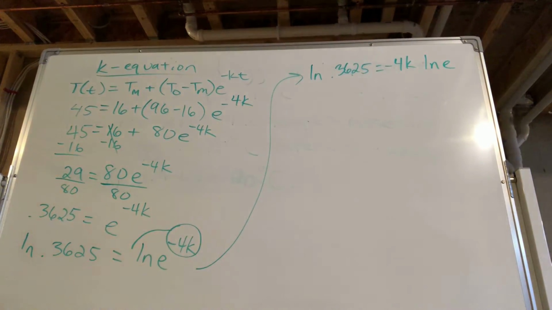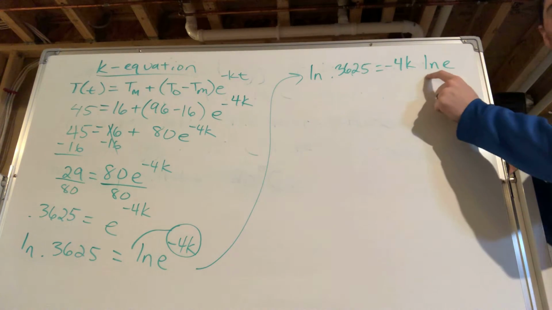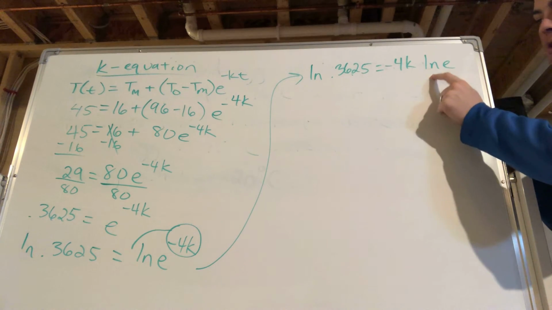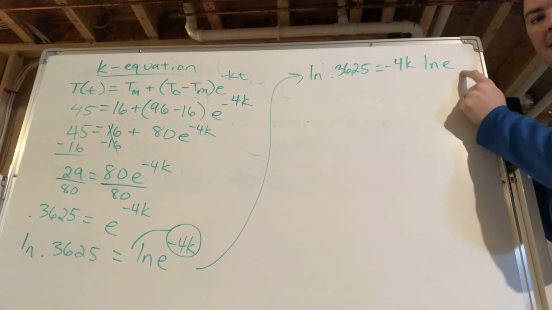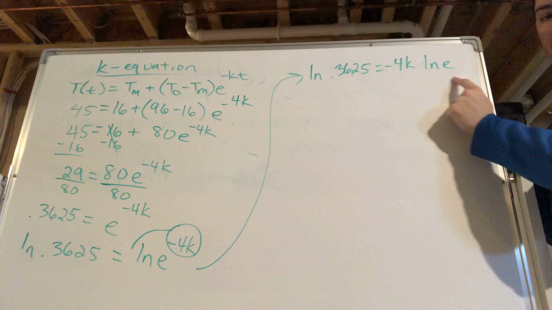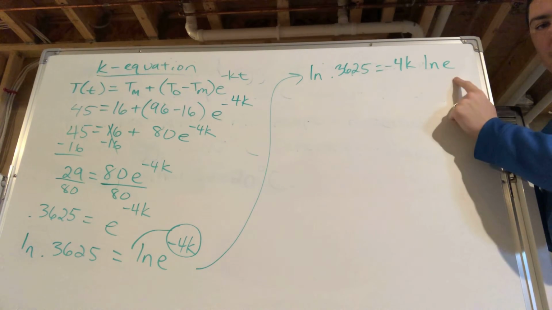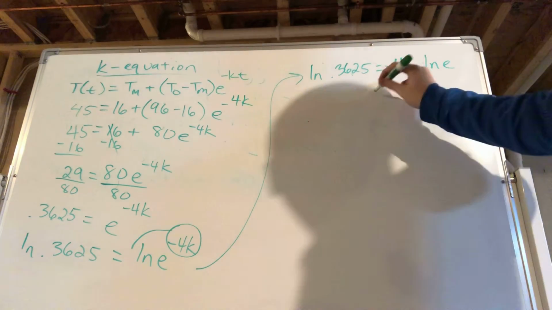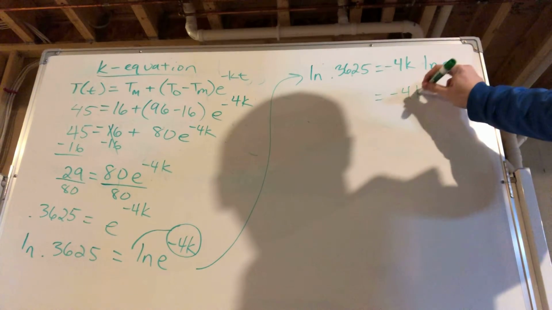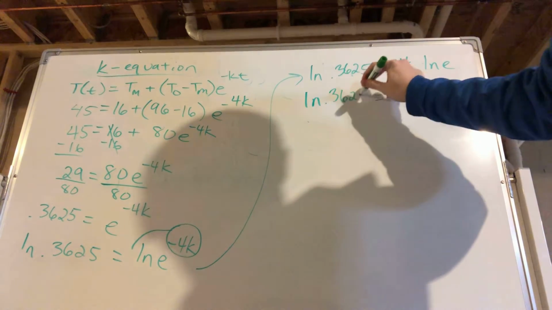Well, I don't know if you guys remember this, but ln of e is one of the properties that we've talked about. If you think about it, what it means is, what power do I need to take e to? Remember, ln means base e. So what power do I need to take e to get e as the answer? Well, the answer is the first power. So when you evaluate ln of e, and you can type this in your calculator if you want to, ln of e is always 1. So you're going to be left with negative 4k is equal to ln of 0.3625.